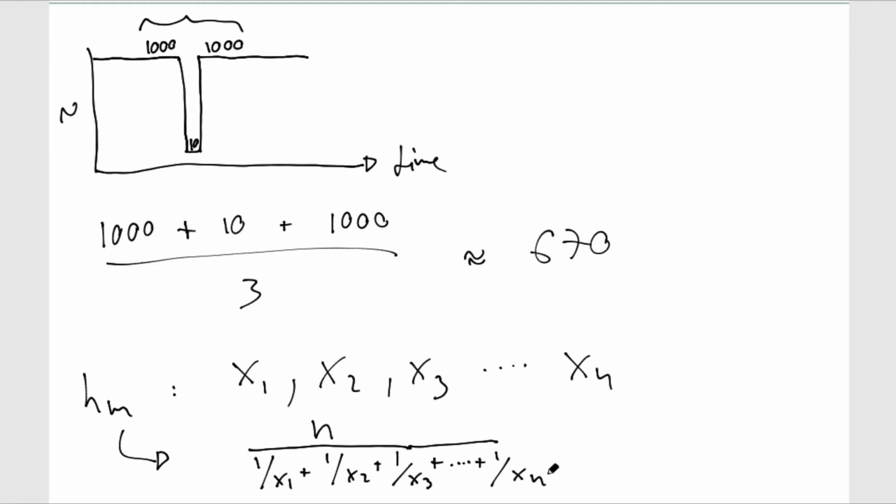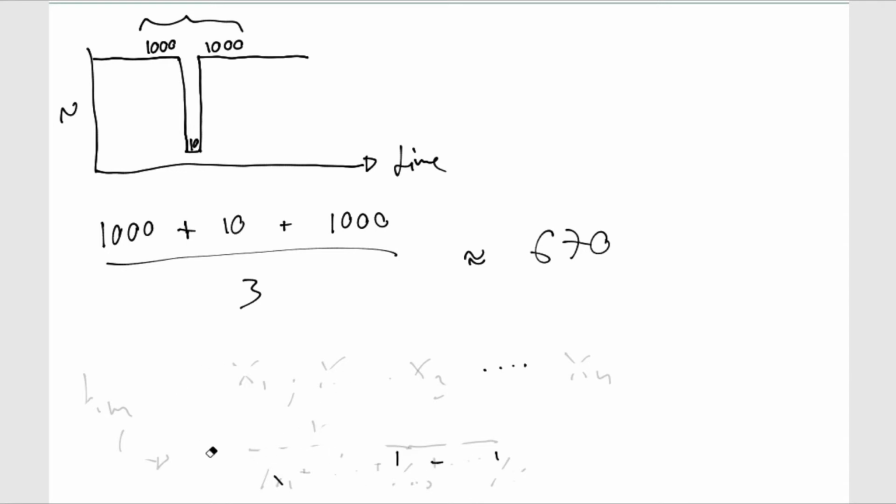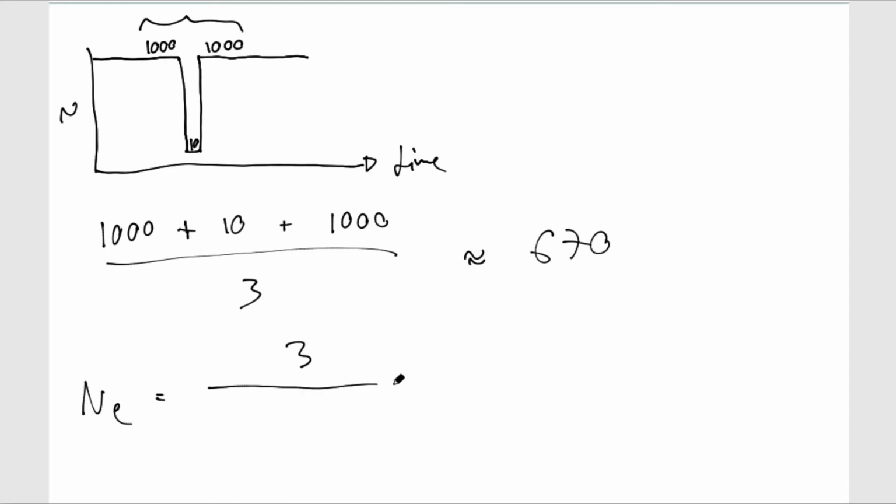So that is the harmonic mean. Now, what is the harmonic mean here in this case then? Well, let me just delete this here and just basically use this formula to calculate the value of the effective population size here. So it is 3 over 1 over 1,000 plus 1 over 10 plus 1 over 1,000.